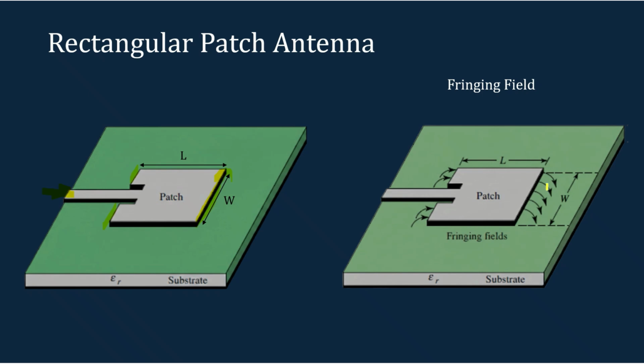The fringing effect actually depends upon the dimensions of the patch, that is length and width. Here I have shown only the fringing along the length, which depends upon the width. Fringing can also happen along this dimension. So fringing will happen across the opening slots. The amount of fringing actually depends upon the dimensions of the patch and the dielectric material of the antenna.